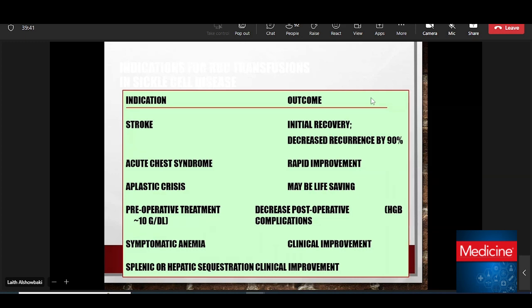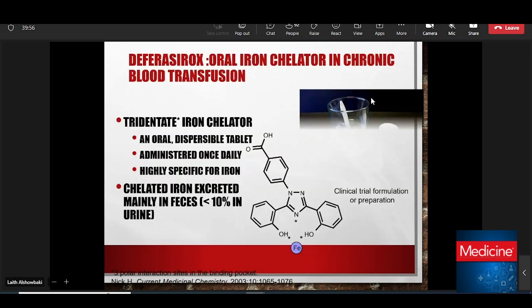Preoperative therapy, we do this all the time. It decreases the post-operative complications. We target our hemoglobin at 10. We target the sickling below 40. Symptomatic anemia leads to clinical improvement, and so on.